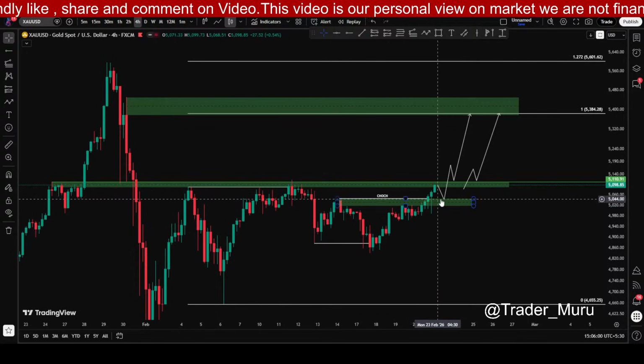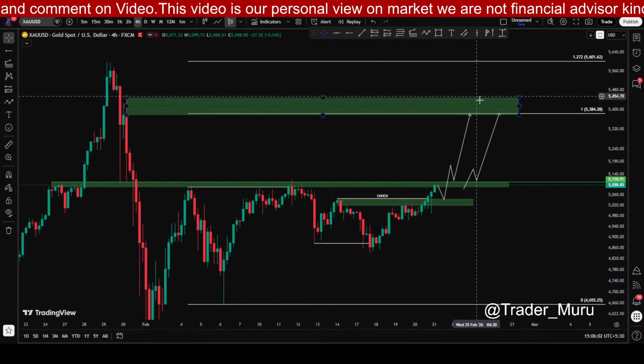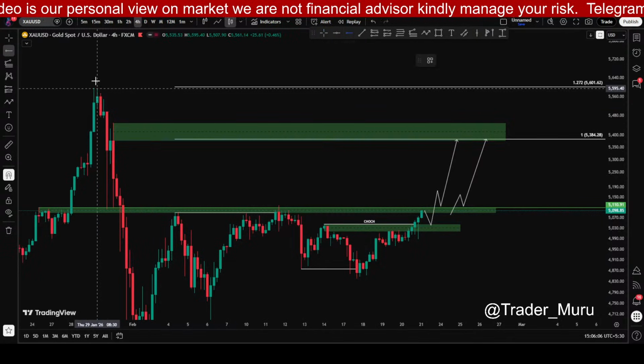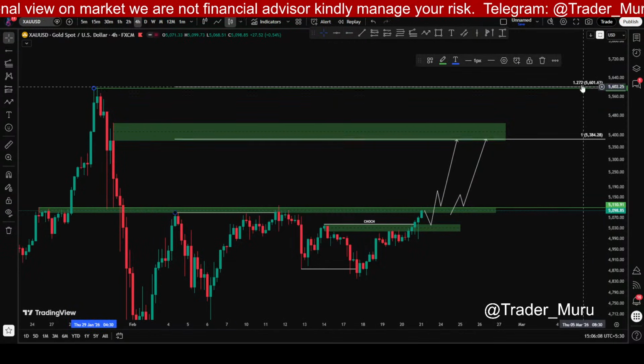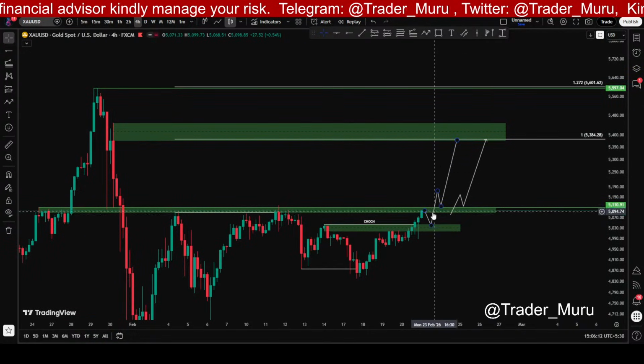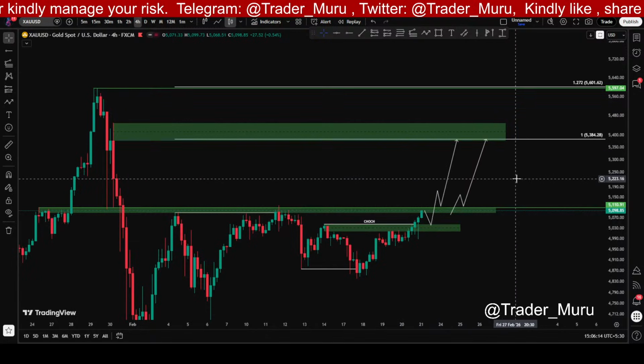and if this entry holds and we have a massive breakout, then our next target will be a possible new ATH near about 5601. So I will be holding this trade. This will be your swing entry.